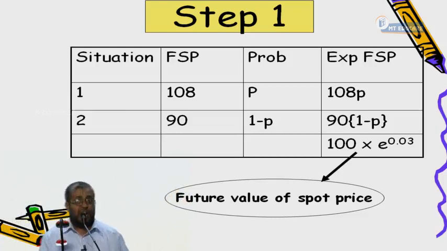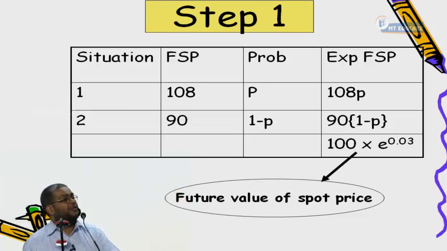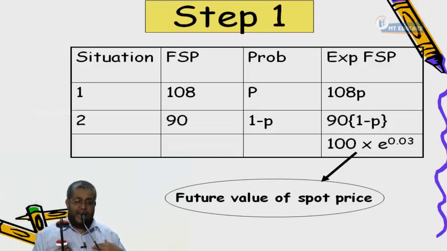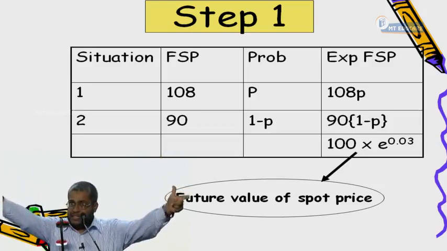Or 90 can have a 90% chance, and 108 can have a 10% chance. That is what you are saying. Another person can assign differently. You say 90-10 chance, I may say 80-20. Each person can have his own probability, yes or no? No. This is not the probability you're discussing. We are discussing risk neutral probability.